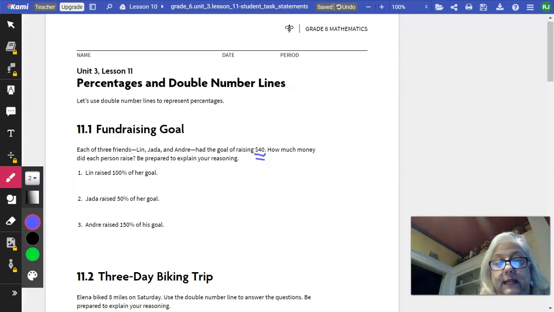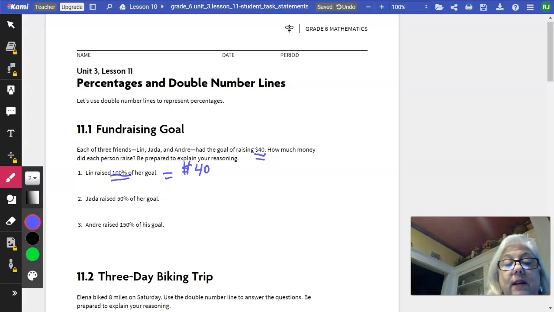First of all, it says Lynn raised 100% of her goal. Well, if you'll remember correctly, the word percent means for each 100. So we're talking about 100 of what she's supposed to have raised, and she was supposed to have raised $40. So that means that Lynn raised $40.